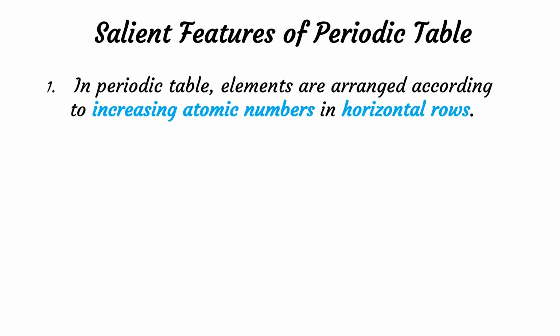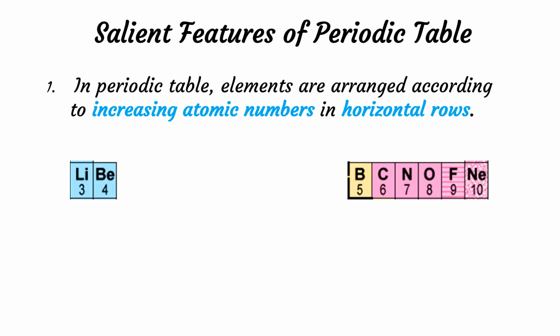What are the salient features of the periodic table? Number 1. In the periodic table, elements are arranged according to increasing atomic number in horizontal rows, like lithium, beryllium, boron, carbon, nitrogen, oxygen, fluorine, neon. Their atomic numbers are 3, 4, 5, 6, 7, 8, 9, 10 respectively.